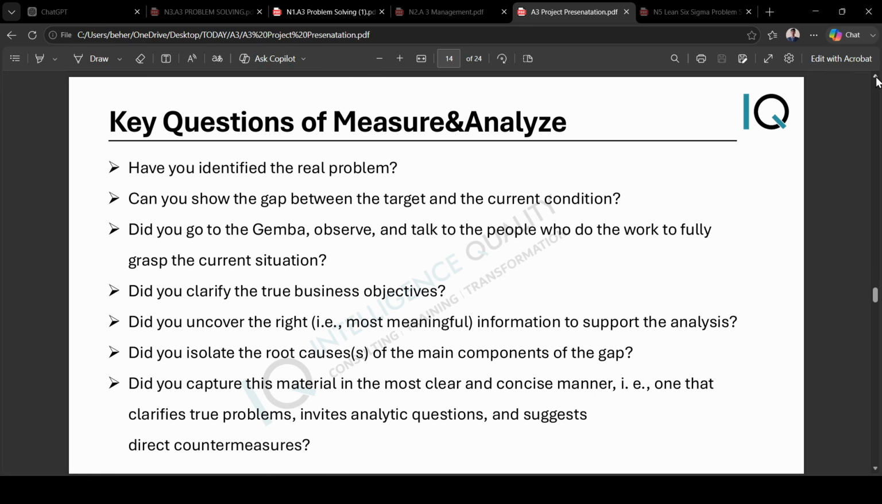How do you identify the real problems? Can you show the gap between the targets and the current condition? Did you go to the Gemba, observe and talk to the people who do the work to fully grasp the current situation? Did you clarify the true business objective?